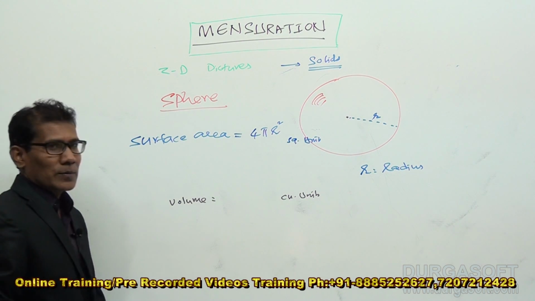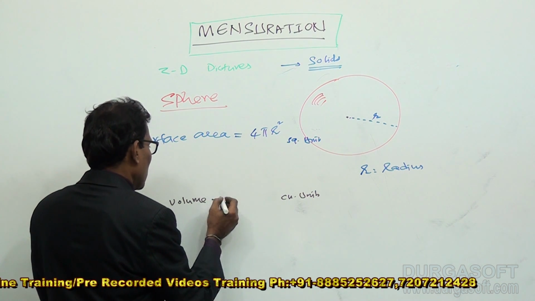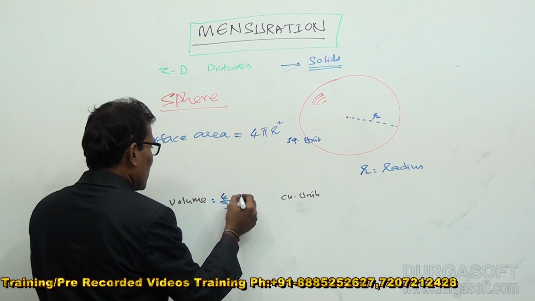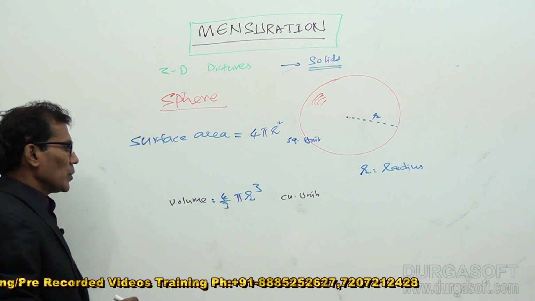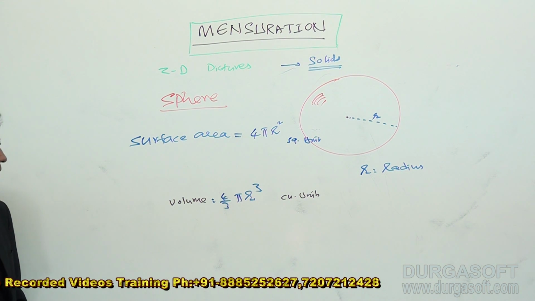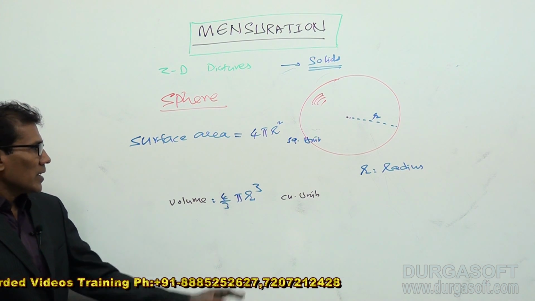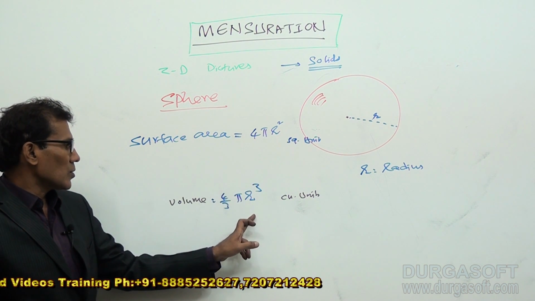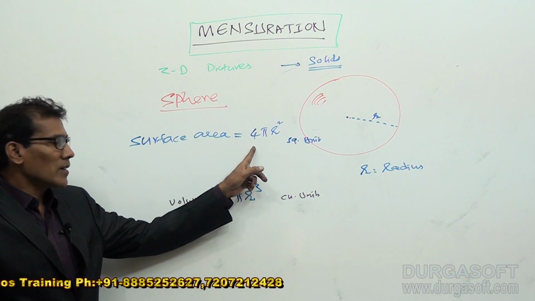And what about the volume? Here the volume is 4/3 pi r cube. 4/3 pi r cube, cubic units is the volume. And if you have little bit idea about the calculus, the differential integral, there is a mathematical relation between these two. If you remember the volume of the sphere, you can find out surface area very easily.